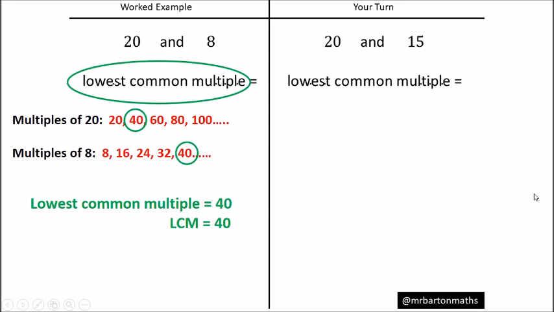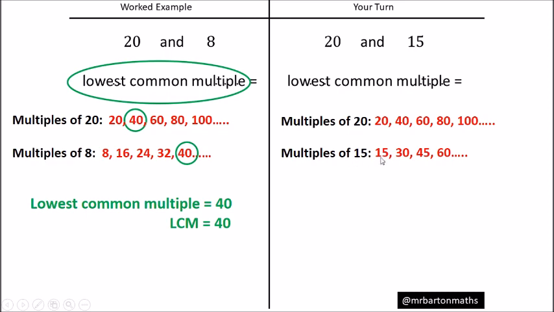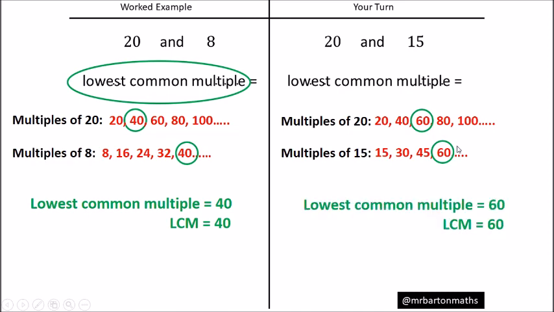Okay, so please could you pause the video and have a go at your turn. So you're finding the lowest common multiple of 20 and 15, and then unpause it when you're ready and I'll give you your solution. So our solution, first of all, our multiples of 20 are just my 20 times tables, and my multiples of 15 are our 15 times tables. So we're looking for the lowest number that appears in both of these lists, and that lowest number, as we can see, has to be 60. So the lowest common multiple of 20 and 15 is 60, and remember sometimes that's written as LCM.